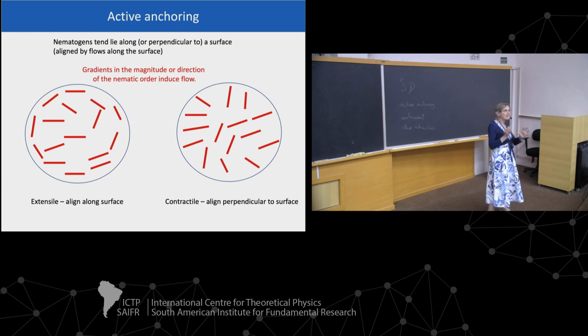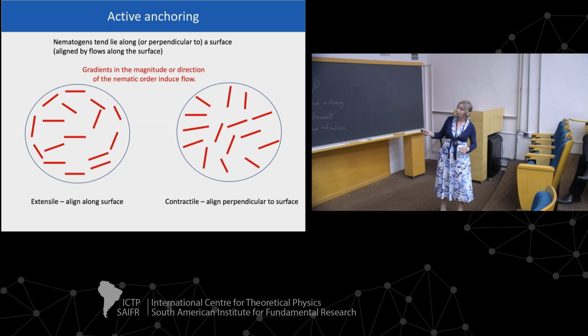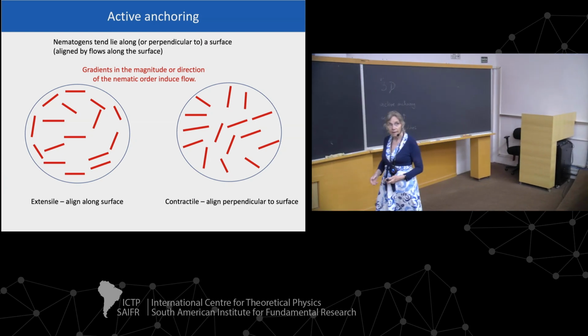And we've called it active anchoring because if you're a liquid crystal person, you care how the liquid crystals behave near a boundary. You talk about the anchoring of these liquid crystals, but this is just due to activity. I have no thermodynamic anchoring in here. If you just turn on the activity, the extensile ones tend to align along the surface, and the contractile ones tend to align perpendicular to the surface. Okay?